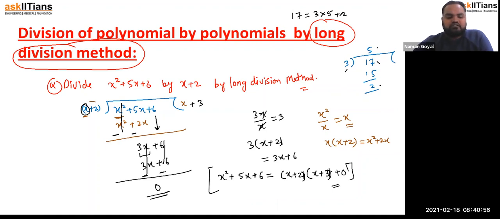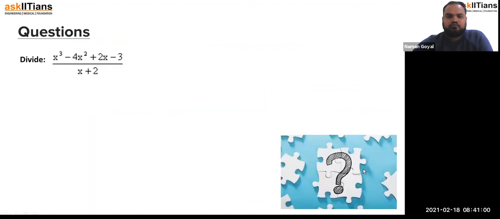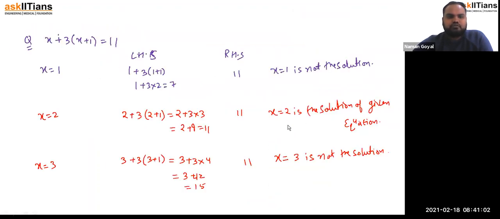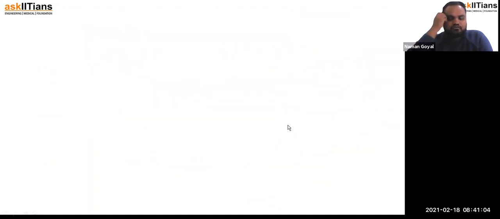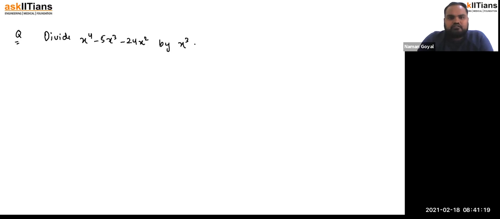Now next is, write down the next one. We are going to do some more questions, then we will move to the given question. Now the next question you have to do, write down: divide x raised to power 4 minus 5x cube minus 24x square by x square minus 8x.